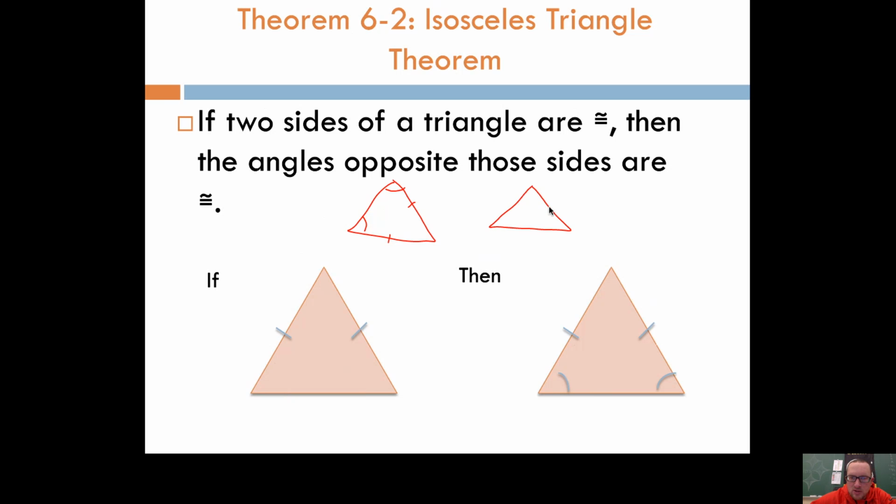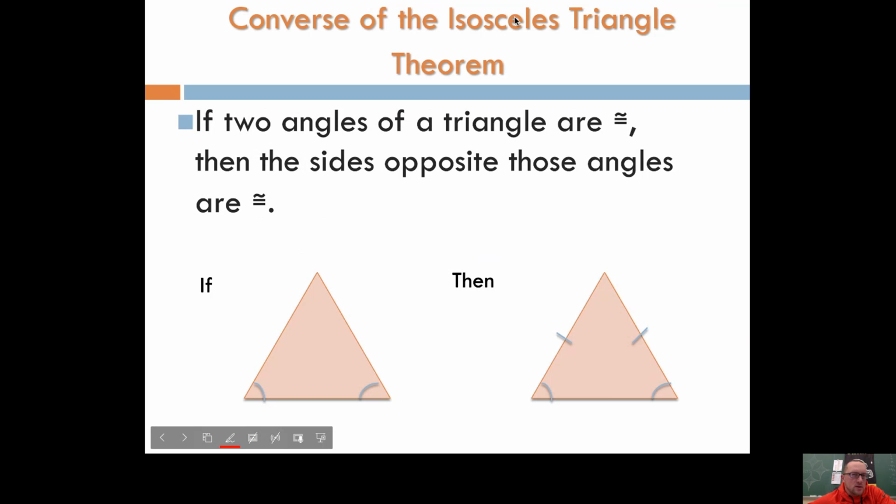Likewise, here's your other option. And I messed that up. All right, so you already know this one. What if your legs live here? Then your base angles are here. That's what this isosceles triangle theorem tells you. If you know where the legs are, you should know where the base angles are.